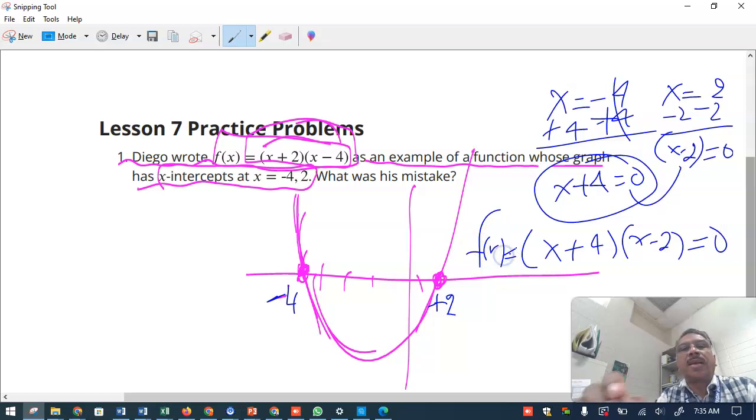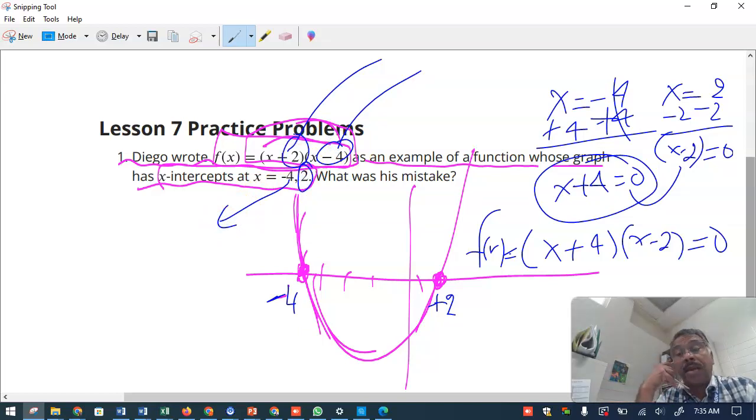So the mistake he made is that he took exactly the same -4 right here and the same positive 2 right here. So he should have switched the sign of the -4 and +2 and made it +4 here. So that is the mistake. Okay, let's go to the second question.